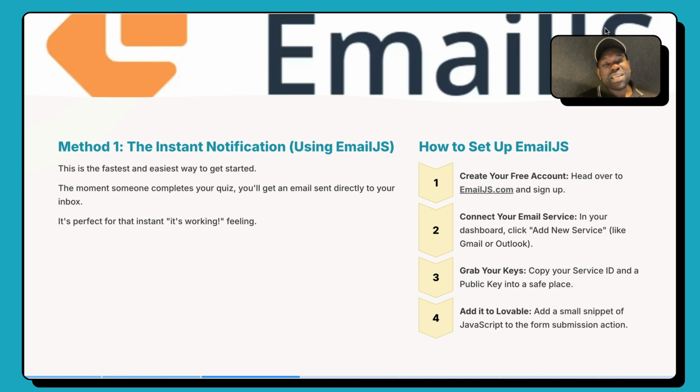So the quickest and easiest way to do this is to use a service called Email.js. And the way to do it is a simple 4-step process. You're going to sign up for Email.js, connect your account, grab your keys, and add it to Lovable. You're going to tell Lovable to add it right in the chat interface. That's really easy to use, and you are done. It is as simple as that.